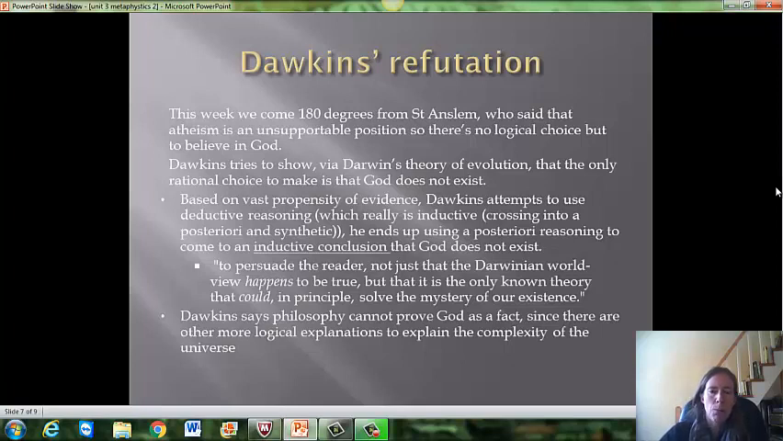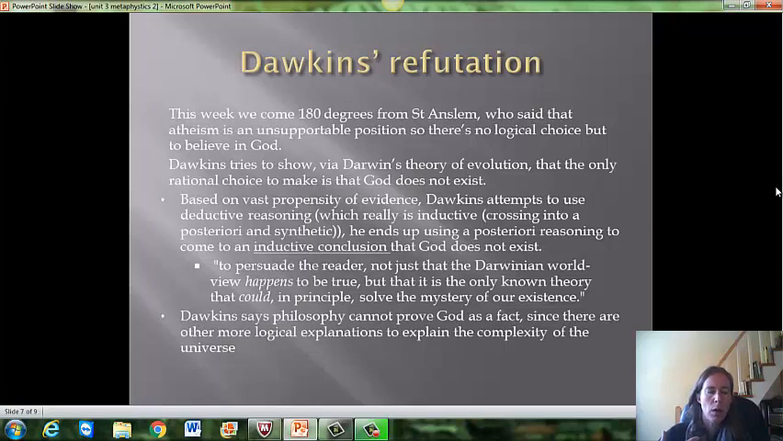So that, in principle, could solve it. That's kind of not a very strong statement. And he basically says that philosophy can't prove God as a fact, since there are other more logical explanations to explain the complexity of the universe, and therefore it's not logical to state that God exists.